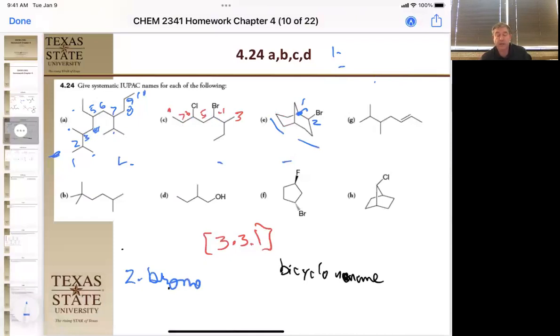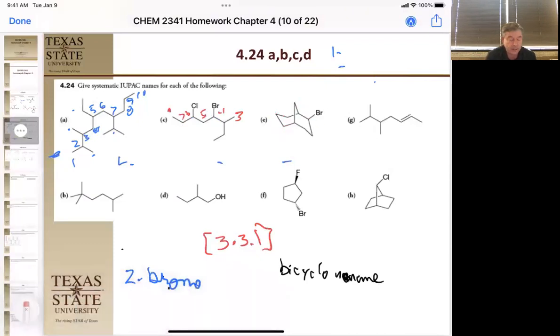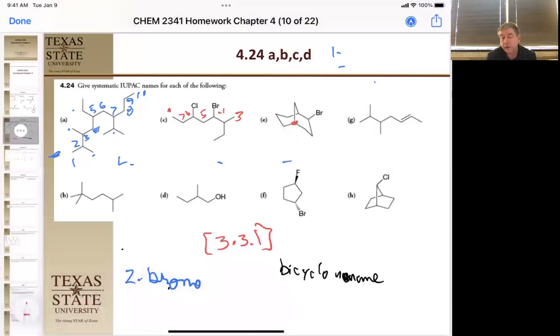3.3.1 bicyclononane. But what if we didn't do that? What if we tried to number from the other bridgehead? This one over here. Then our bromine would be on the 1, 2, 3, 4 carbon. So if we numbered from the other bridgehead, we would have the wrong number on our bromine. So we have to number it from the bridgehead closest to the first substituent.